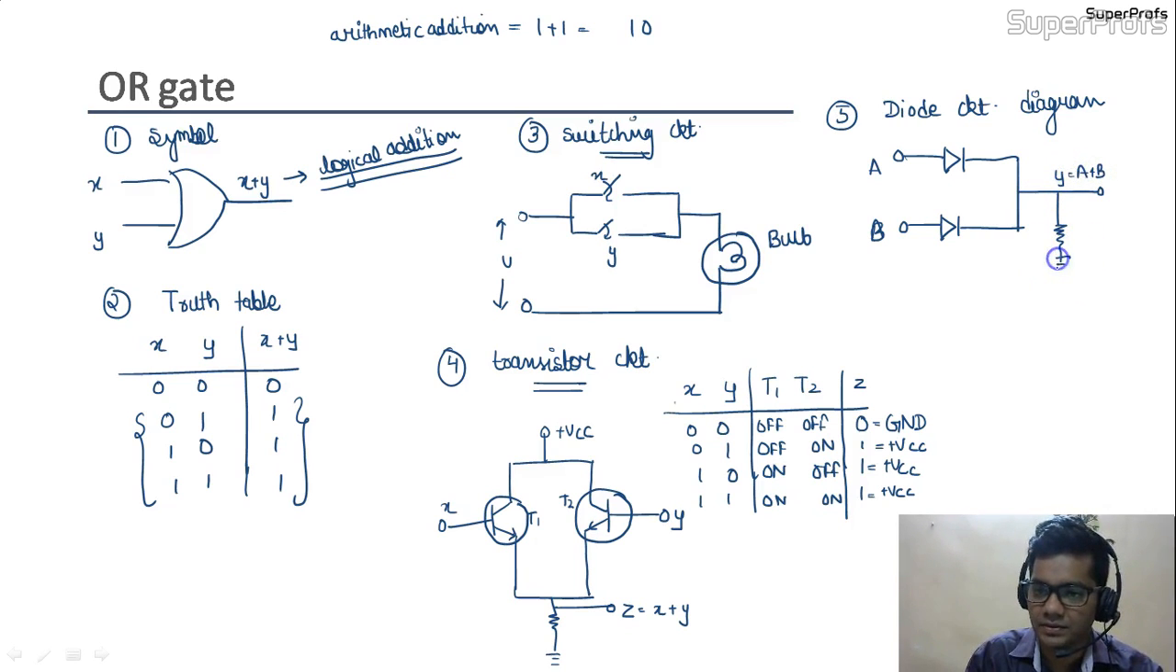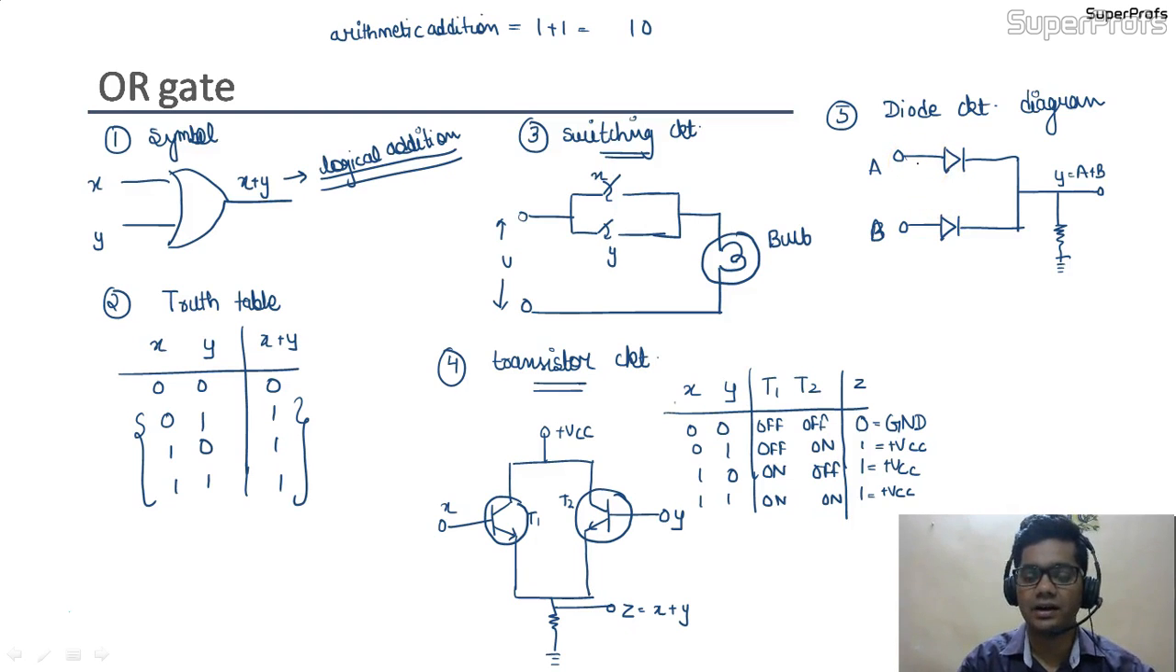plus B. So if any of the diodes is forward biased, the output would be 1. That is, if A is 1 and B is 1, both the diodes would be in on condition, then the output would be Y. But if both the diodes are in off condition, that is 0 0, the output would remain 0. So this circuit is representing our OR gate. First is the symbol, second is the truth table, third is the switching circuit, fourth is the transistor circuit, and fifth was the diode circuit diagram. So quickly write these points. Next we are going to see another gate.